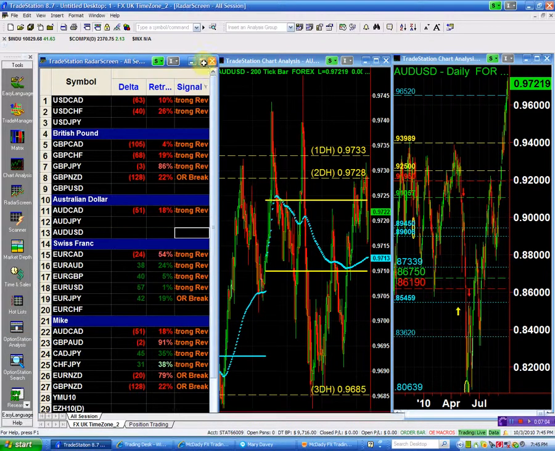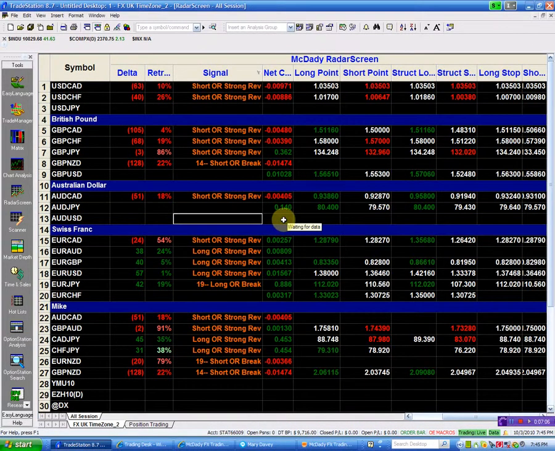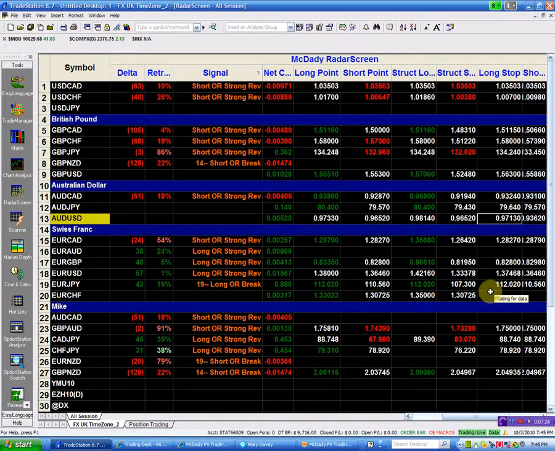Okay, so this is the Aussie dollar. We're going to go long the Aussie above 97.33, and if we do, we're going to place our stop below 97.13. So basically we're risking about 20-25 pips on that trade. If we're going to go short, we're only going to go short below the 96.52, which is also our structural point. On the intraday it is pretty much the same.